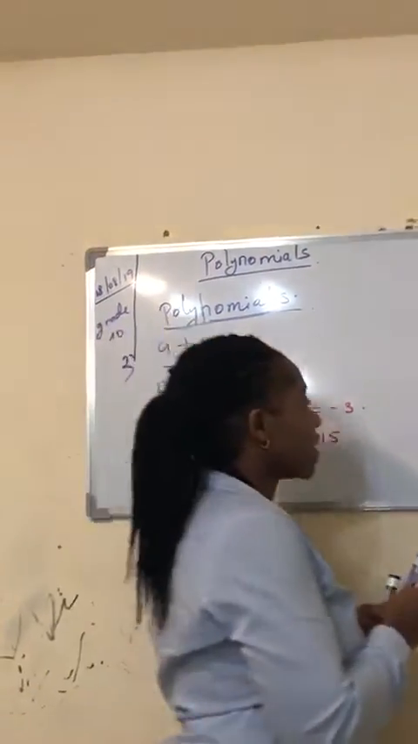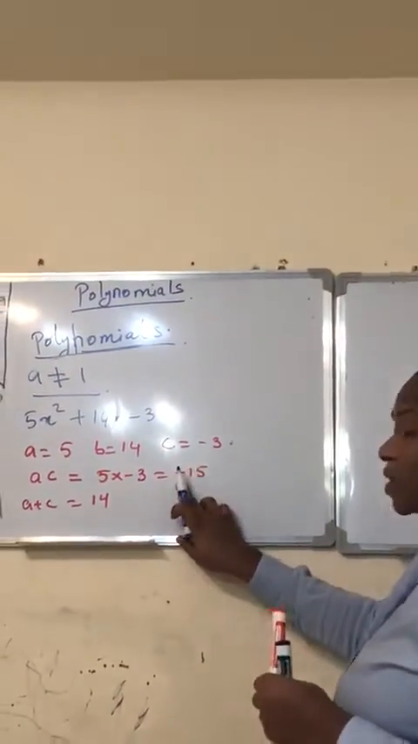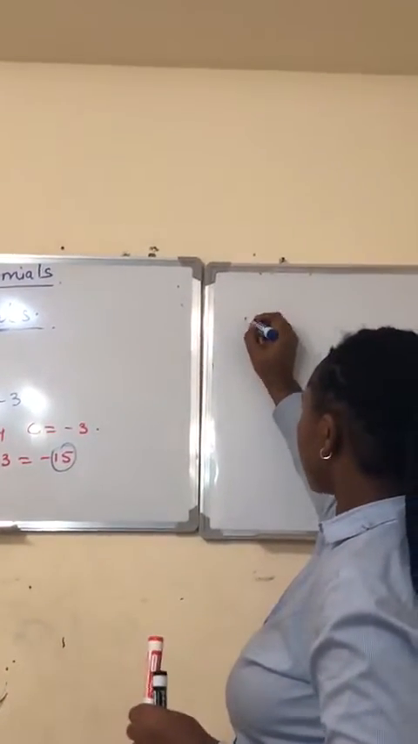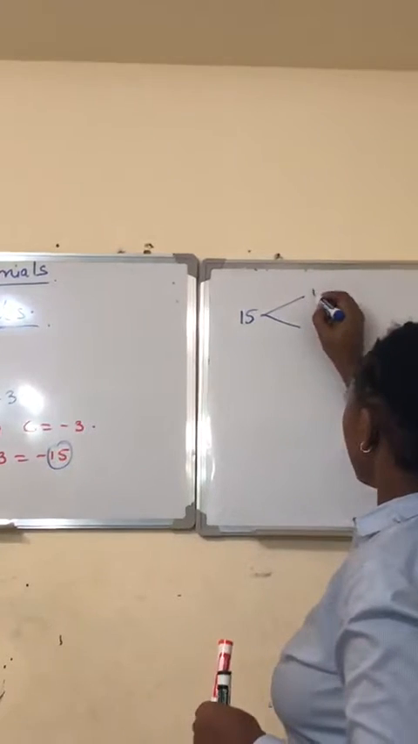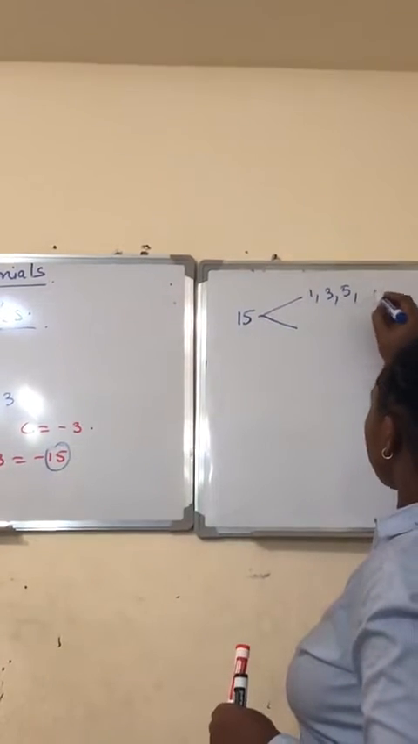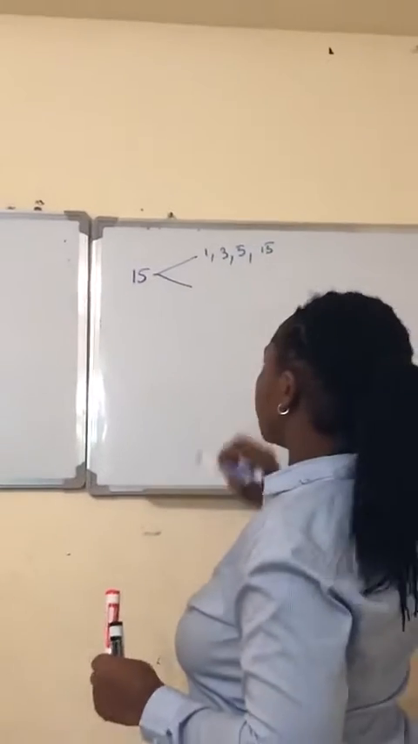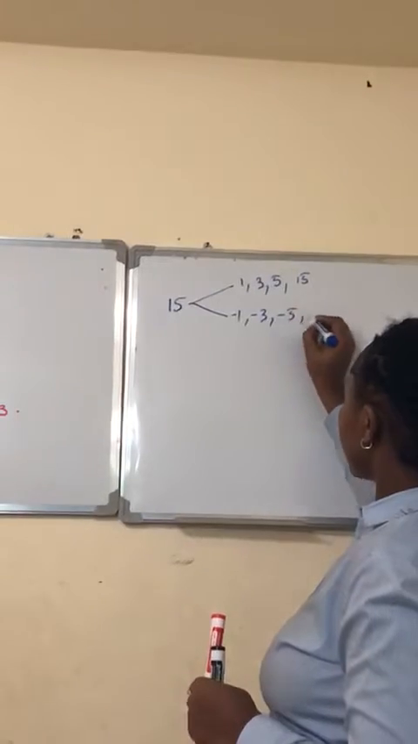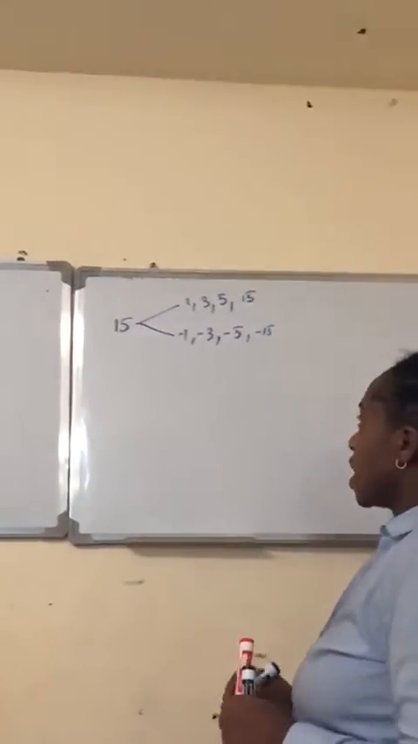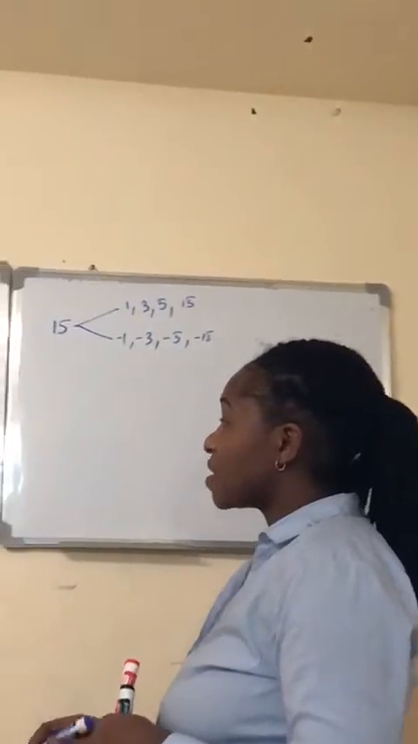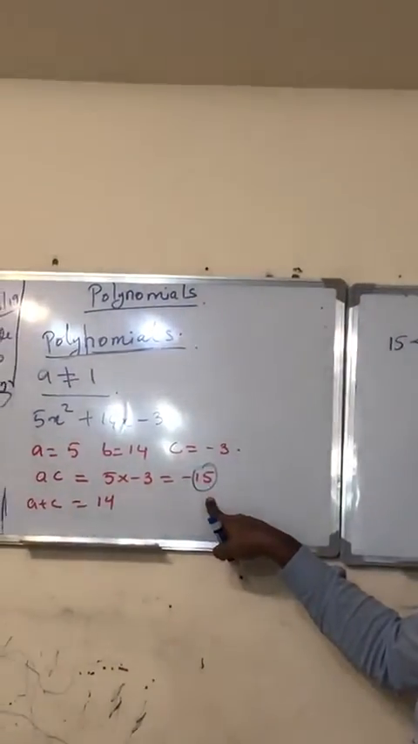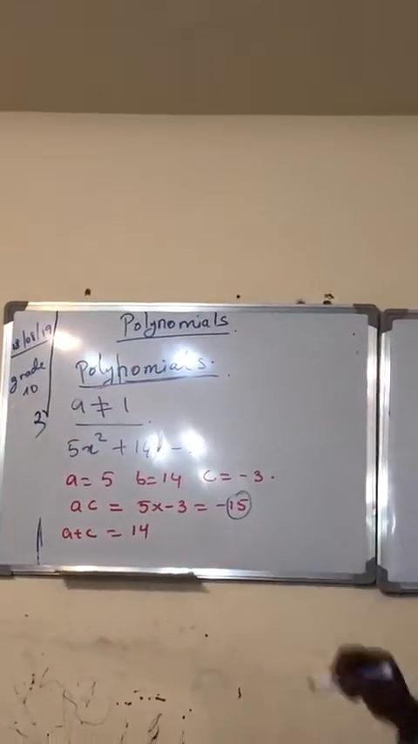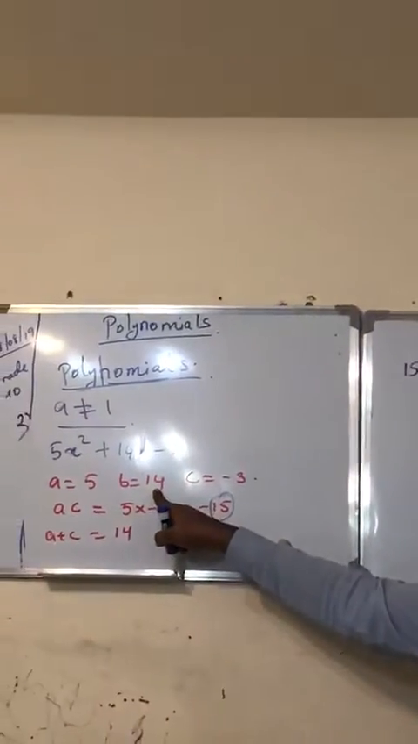So now we need to find out the factors of 15. We can forget about the sign at this level and find out just the factors of 15. So if I find the factors of 15, I am going to have 1, 3, 5, 15 itself. Alright? So we have minus 1, minus 3, minus 5, and minus 15. Now, we need two numbers. When we multiply, it gives us minus 15. This is where the sign comes in. And when we add, it gives us plus 14.